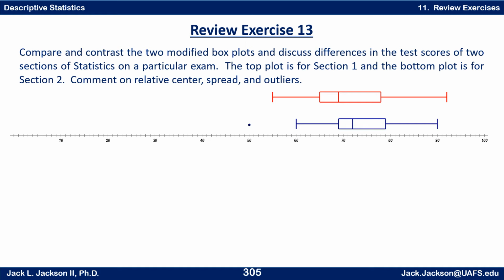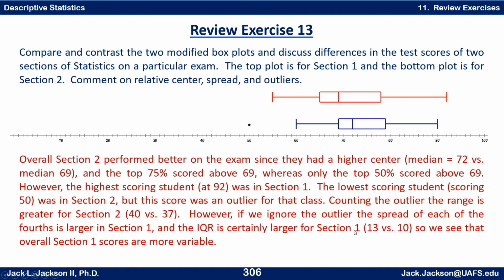Okay, so this is review exercise 13. We're looking at these 2 modified box and whiskers plots, and we want to compare and contrast them. So we see that overall section 2 performed a little better on the exam. Well, how do we know? Well, first of all, its median was higher. This is a median of, looks like, 72 versus a median of 69 for the first one. Not only that, you could say that the top 75% on this exam, on this section, was 69 and above, where only half of the students scored 69 and above on the other class.